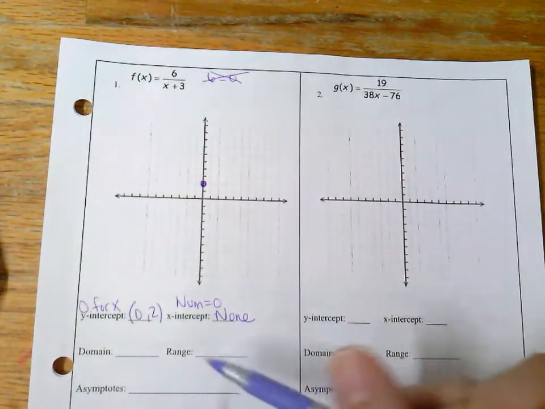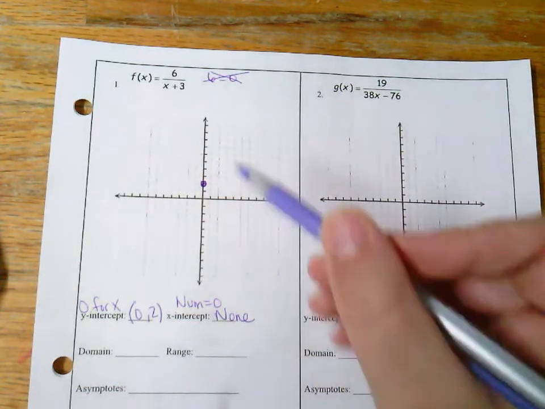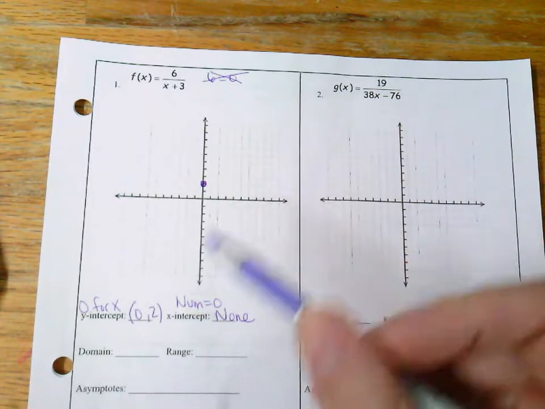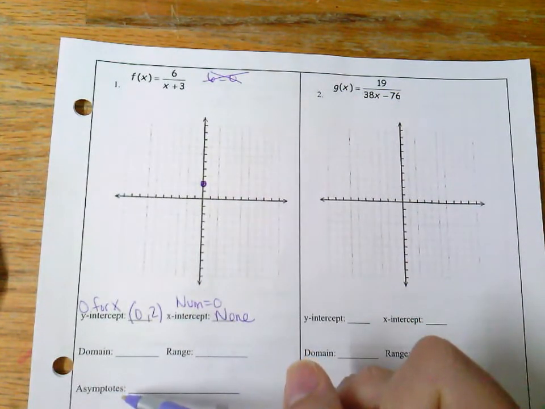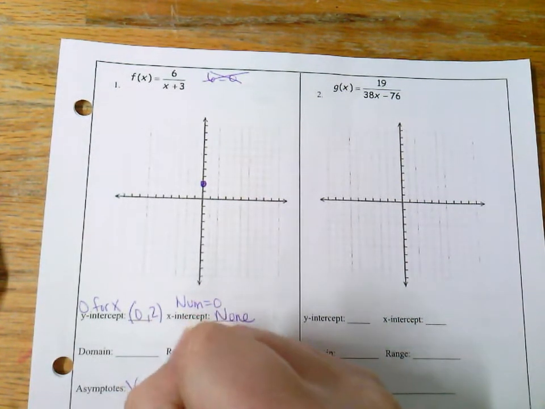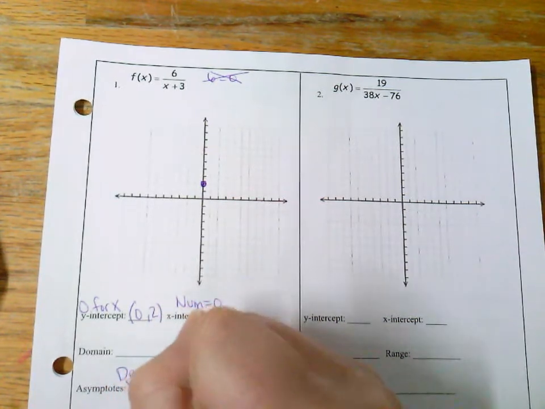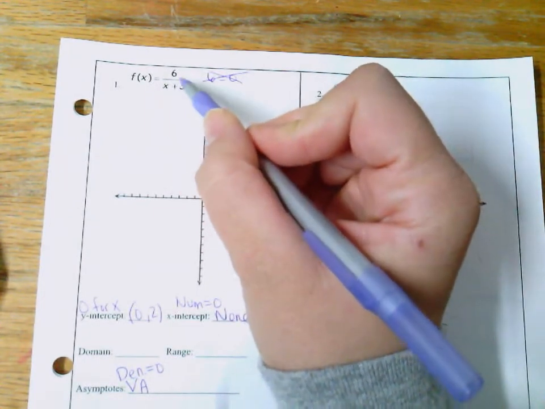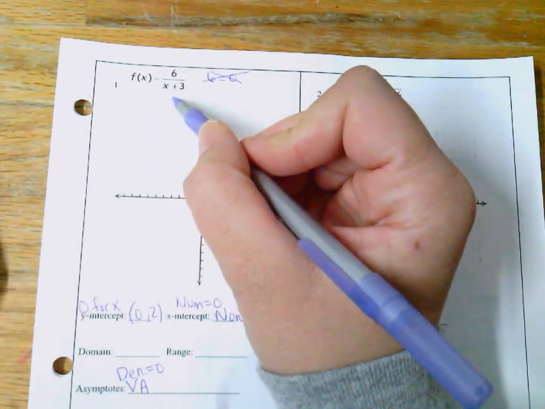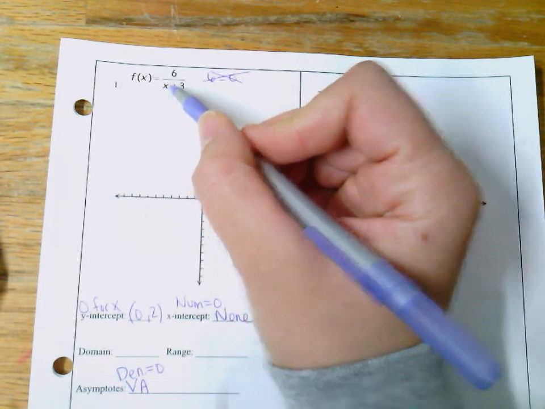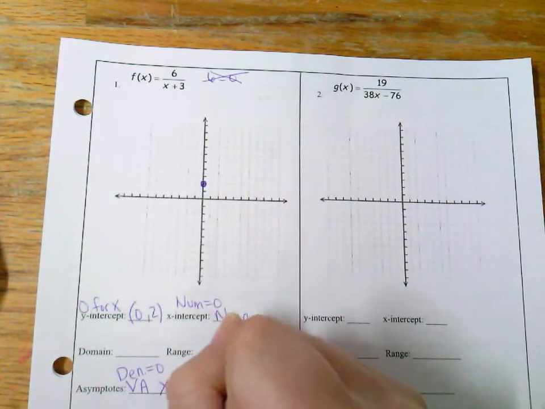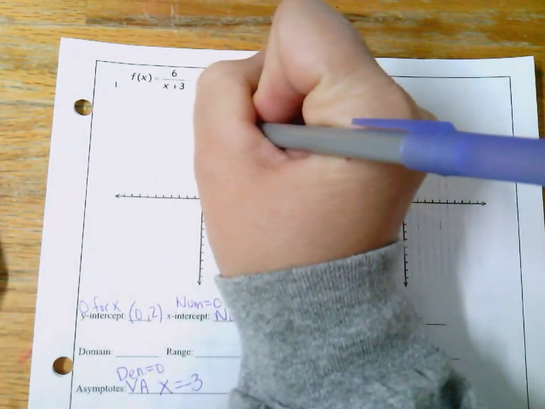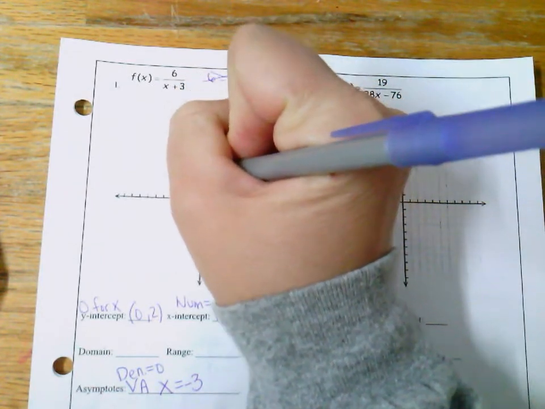So I'm going to skip the domain and range until the end, once I've looked at my graph, and I'm going to go to the asymptotes. For the vertical asymptote, I'm going to look at the denominator equal to 0. What will make x plus 3 equal 0? Well, x would need to be negative 3. So x equals negative 3 is my vertical asymptote. I'm going to put that on my graph.